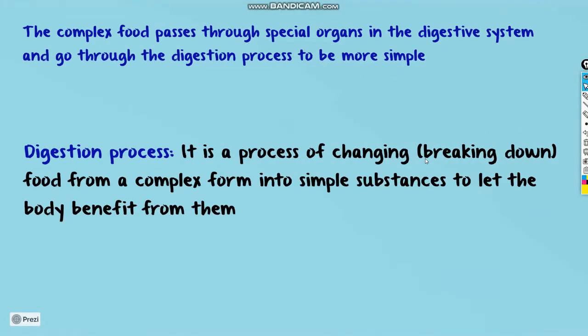What is the digestive system? The digestive system of a human body benefits us because the complex food passes through special organs in it and goes through the digestion process to become more simple. So it helps us to simplify the complex food that we eat. So it goes through a process called, yes, the digestion process.